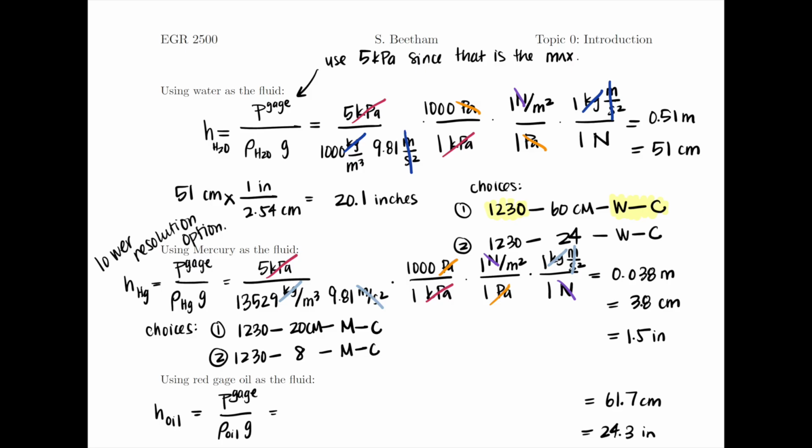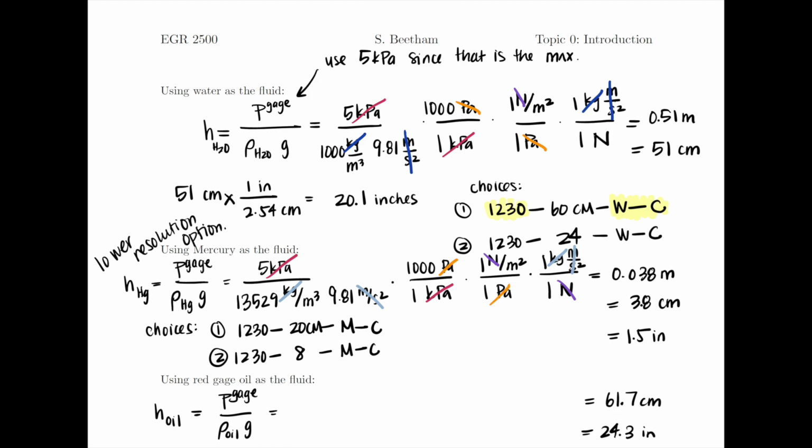Yeah, okay. So for using mercury, our height is going to be P gauge divided by density of mercury times G. So I'm going to do the same exact process, but now I'm going to swap out my density for mercury, which was given to us up here. So we're going to keep our 5 kPa, which is our max gauge pressure that we want to measure. Our density of mercury is 13,529 kilograms per meter cubed. And then gravity is 9.81 meters per second squared still.